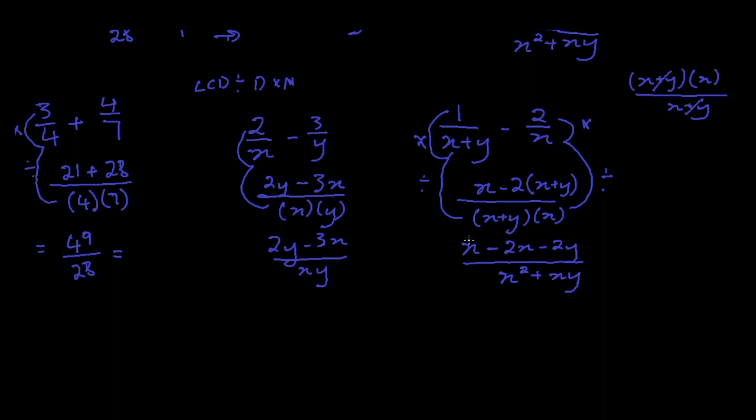Then now, on the numerator, we have like terms, which is x and minus 2x. So we're going to simply add those. So it's positive x minus 2x. It's going to bring us to negative x minus 2y. Then we're going to drop the denominator as it is, x squared plus xy. Then you're done. That is how you add or subtract fractions.